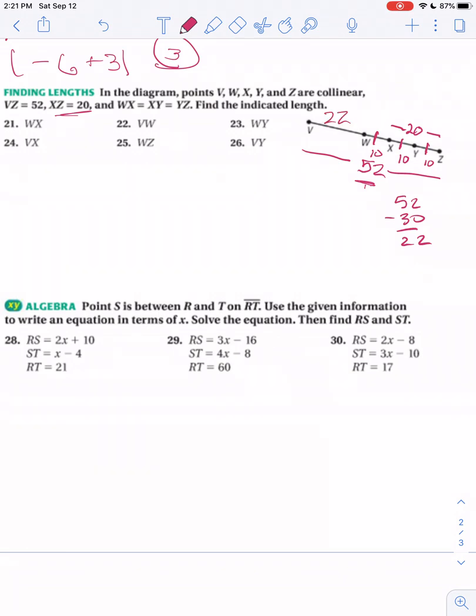Now I've solved all the pieces. Now it's time to answer their question. They want the length of WX. From W to X, we said was 10 units long. They want from V to W. From V to W, we said is 22 units long. They want from W to Y, start at W, go to Y. We can see that's 2 10s put together, or 20. And let's just try one more. VX, from V to X, looks like it's 22 plus another 10, so we would say that's 32 units long.